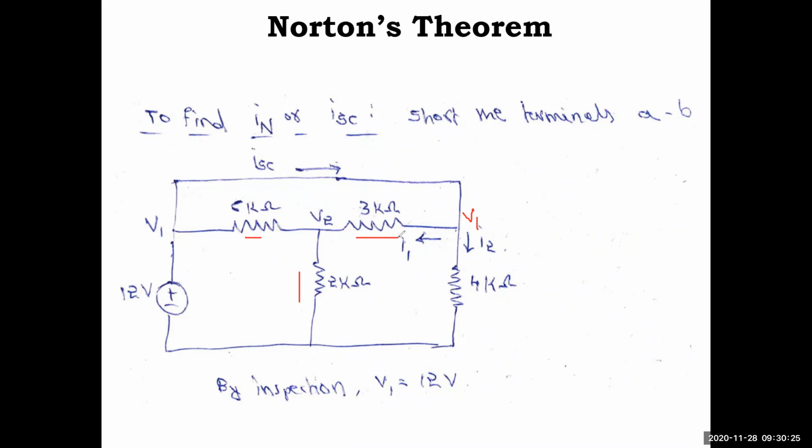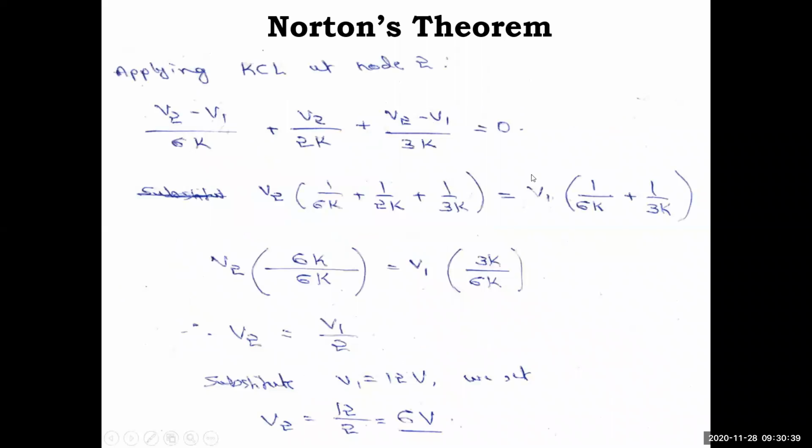We have considered V1, you got 12 volt, and you substitute that in the equation. Resistors are given in kilo ohm here, so you can write the current straight away in milliamps, or every time when you write the equations, write 3 into 10 to the power 3, like that. It is your choice.